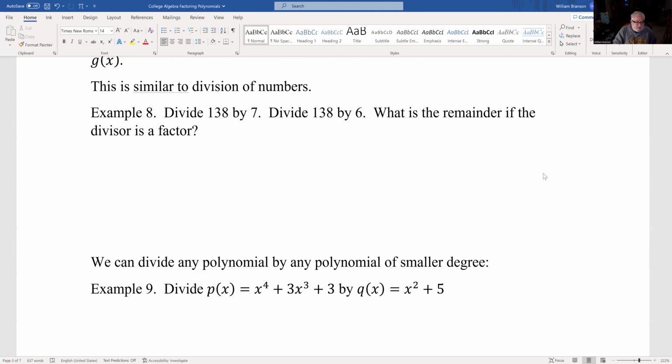So we'll look at numbers first, because hopefully this is not completely unfamiliar to people. I want to divide 138 by 7. So I write 138 here, and I want to divide by 7, so put the 7 there. How many times does 7 go into 13? It goes into 13 once. We put a 7 here, and we subtract. 13 minus 7 is 6. Bring down the 8. How many times does 7 go into 68? 7 goes into 68 9 times. 9 times 7 is 63, so we write a 63 there, and we subtract, we get 5. And 5 is less than 7, so we stop at this point.